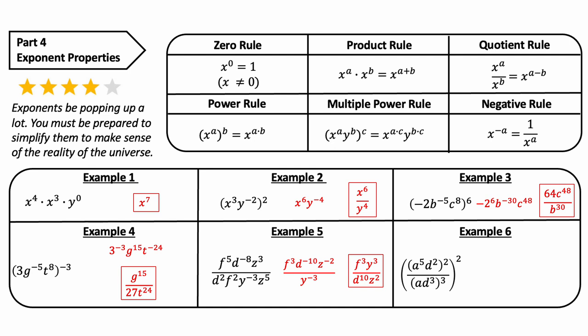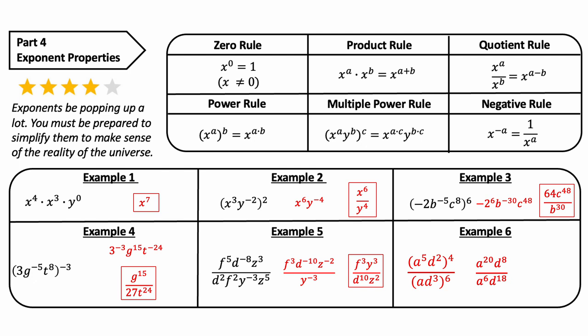So instead of multiplying, what I'm really going to do is just distribute down that 2 to the 2 and the 3 that were there to now raise my numerator to the 4th power and raise my denominator to the 6th power. And now I can distribute the powers that are on the outside, giving me a to the 20, d to the 8 in the numerator, and then a to the 6, d to the 18 in the denominator. Last step will be to cancel out using the quotient rule.